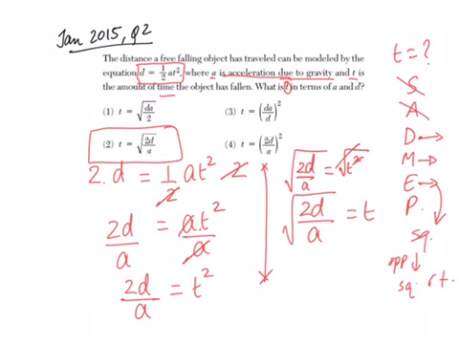So again, we go through SADMAP, and we'll do the working and we get 2d over a square root is equal to t.